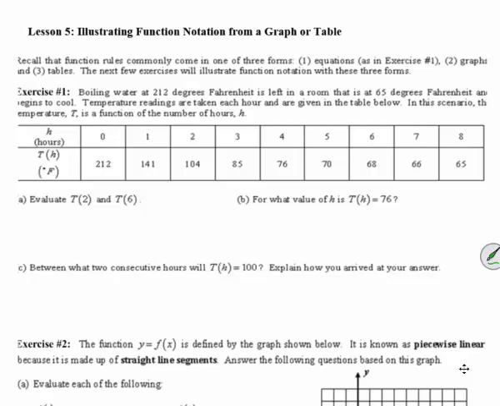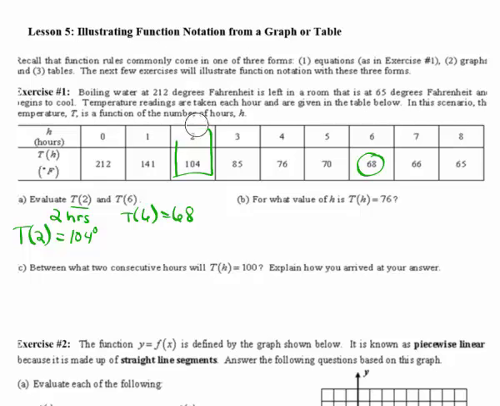So if I want to evaluate T of 2, well, that means 2 hours. What's the temperature? Well, if I look right here, at 2 hours, the temperature is 104 degrees. So T of 2 would be 104 degrees. T of 6 means, after 6 hours, what would the temperature be? And that one's going to be right here. So T of 6 is equal to 68 degrees, sorry about that. Okay, now let's see what else they want us to do.